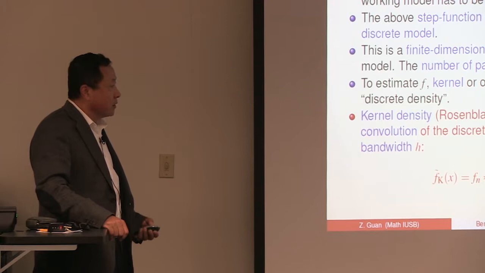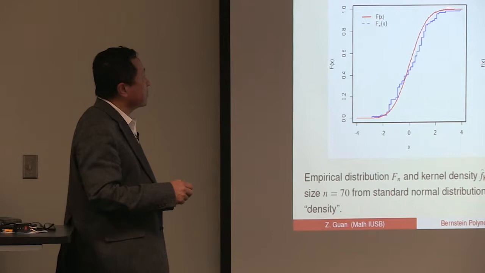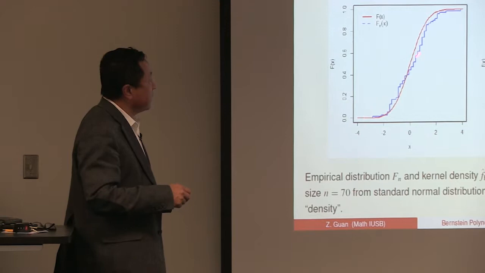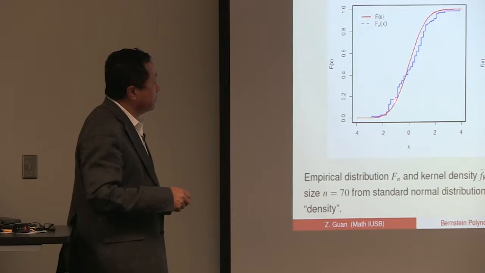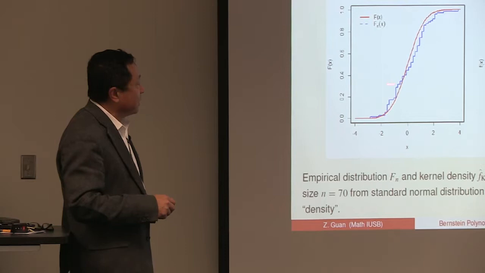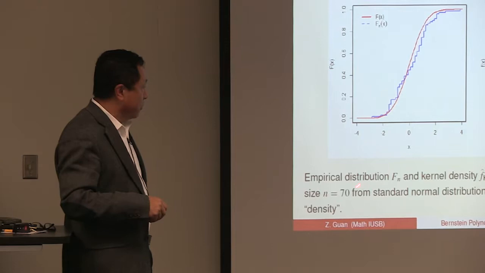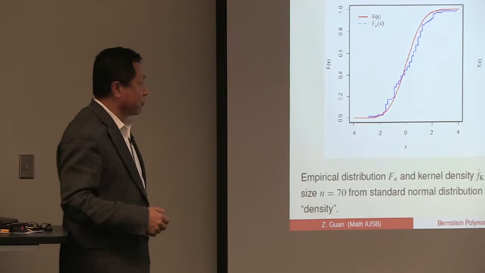So here I show you the empirical distribution, right? This red curve is the true CDF, and this blue line shows the empirical distribution. But here we have a pretty large sample size, 70, right? But this is still not so good. But usually the empirical distribution function performs much better than the density, right? With the same sample size, the kernel density usually requires an even larger sample size.